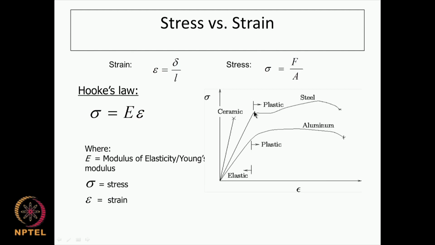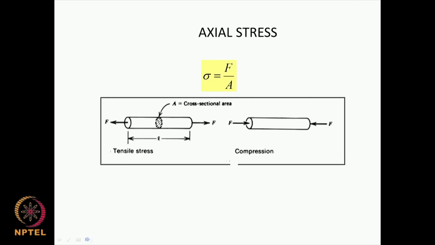You can see very clearly the yield stress for steel, but the aluminum quickly changes from elastic to plastic. For polymers, the graph may go like this, much lower, and so on. Axial stress is what we call it, because we are talking about force on either side. Imagine this is the rod, A is the cross section, L is the length.